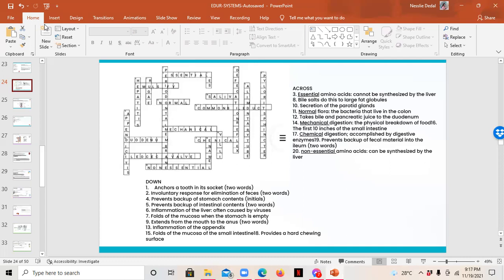Number 9, down, extends from the mouth to the anus. Answer is alimentary tube. Number 13, down, inflammation of the appendix. The answer is appendicitis. Number 15 down, folds of the mucosa of the small intestine. Answer is villi.